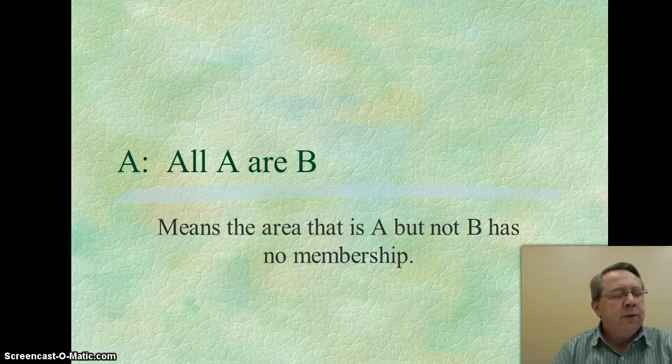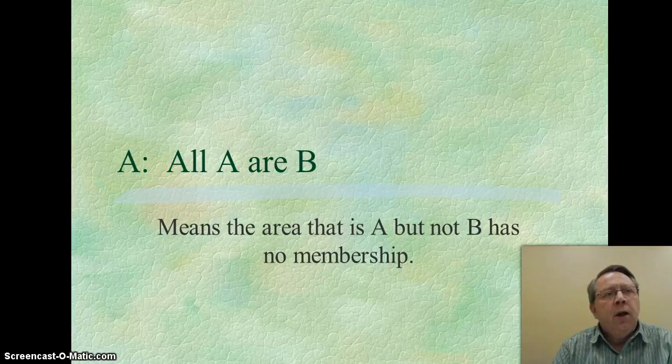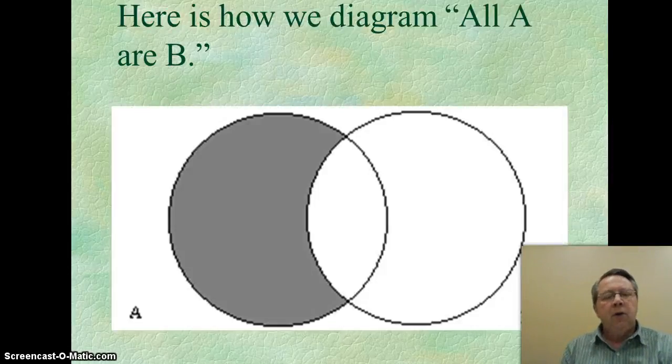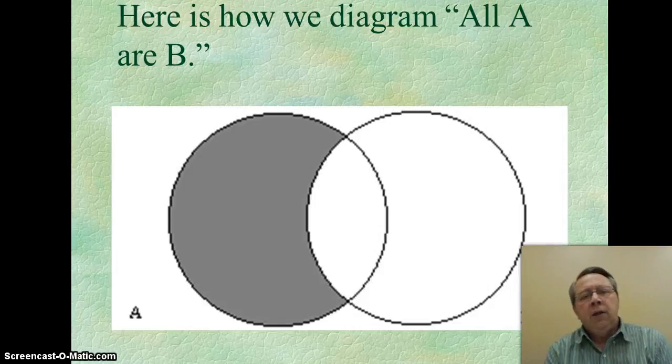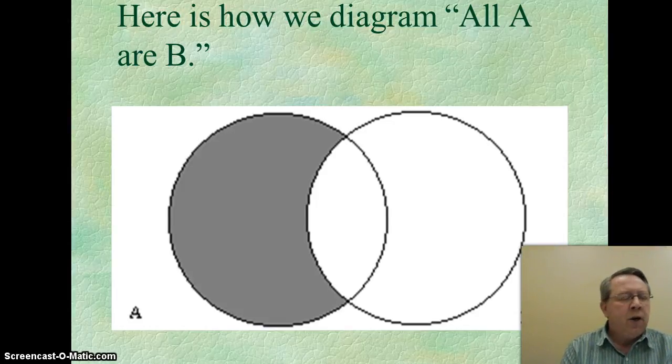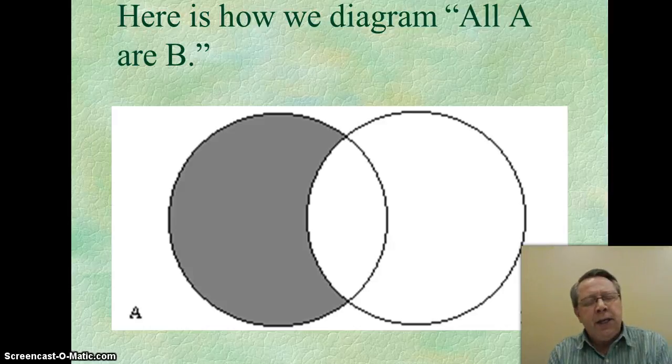Okay, you'll want to memorize this, but you don't want to just memorize so that all A are B goes here. You want to understand why all A are B goes here. Okay, so all A are B means the area that is A but not B has no membership. And so to look at it this way, all A are B means that we would shade the Pac-Man of A. Okay, so what I'd like you to do, if you have a blank piece of paper, is draw 2 circles, and on the left side where A is, put D.